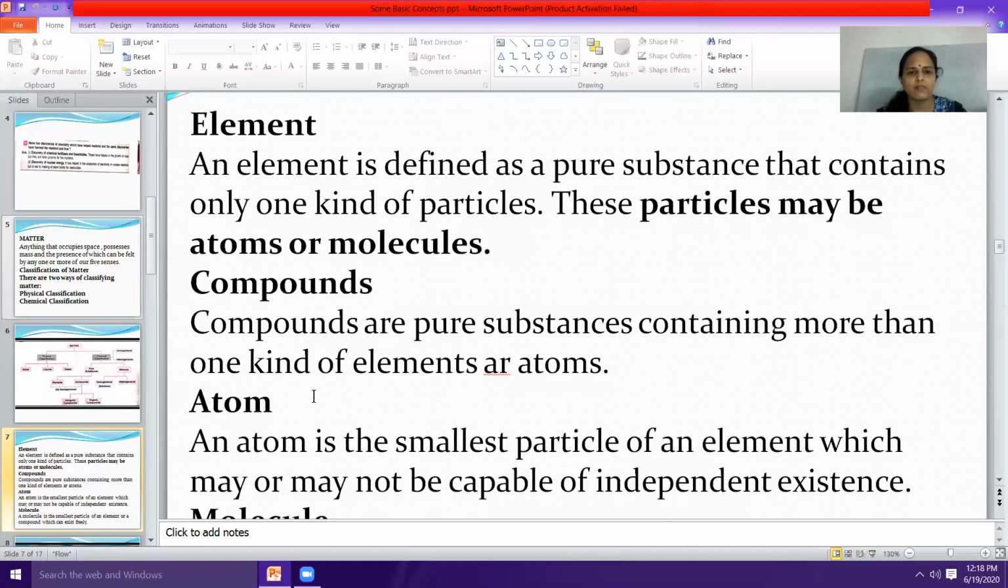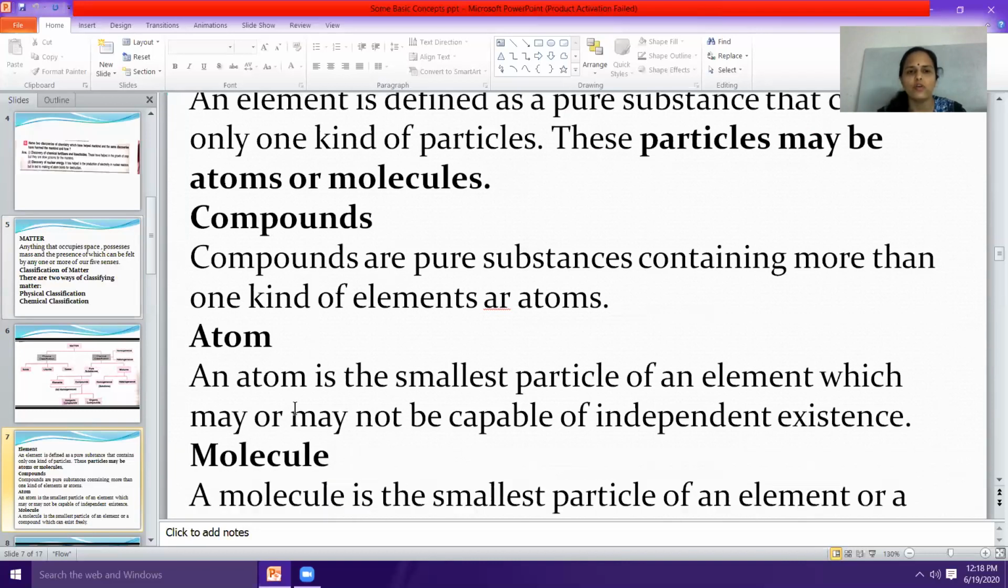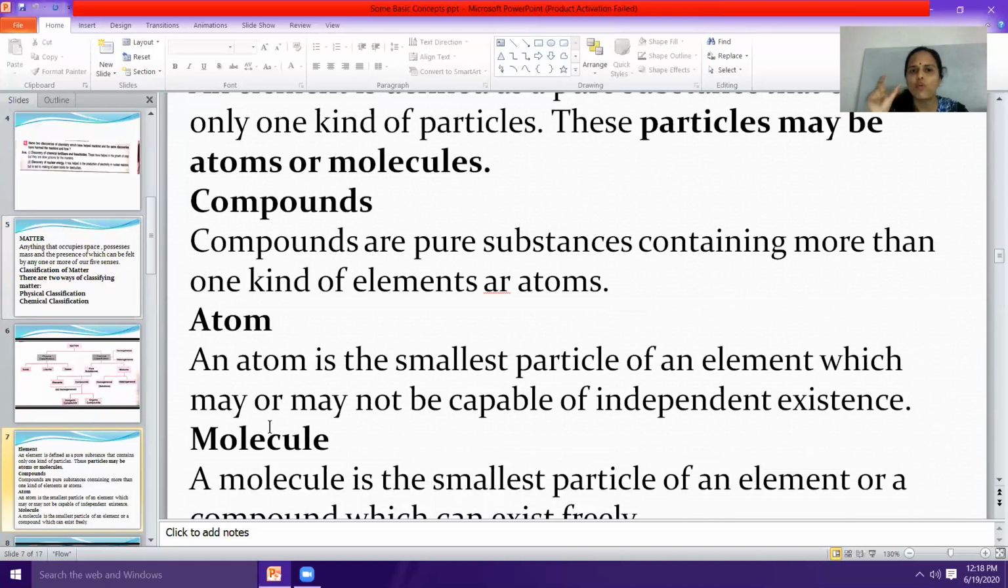Next you see atom. You should know the atom definition. An atom is the smallest particle of an element which takes part in a chemical reaction. So see here, an atom is the smallest particle of an element which may or may not be capable of independent existence. So it is the smallest particle of an element which takes part in a chemical reaction.